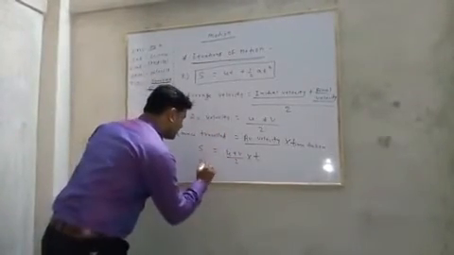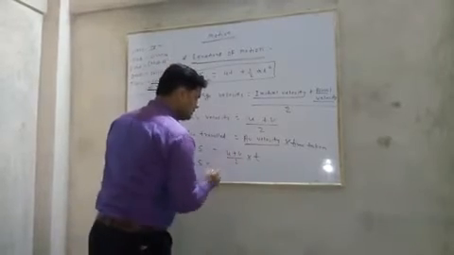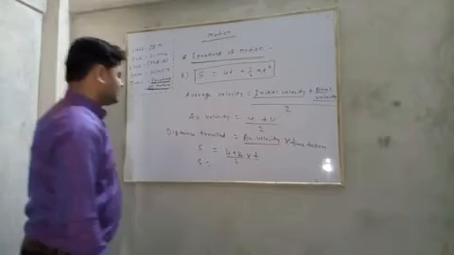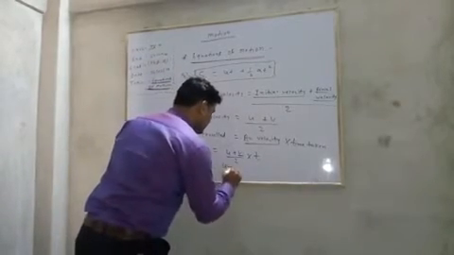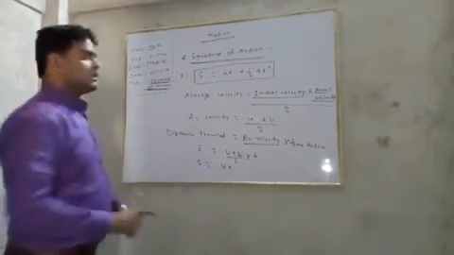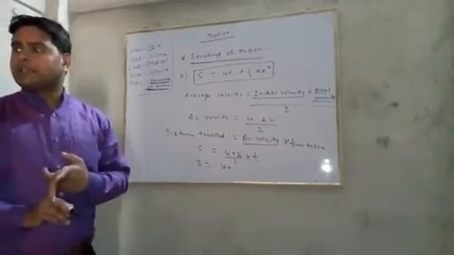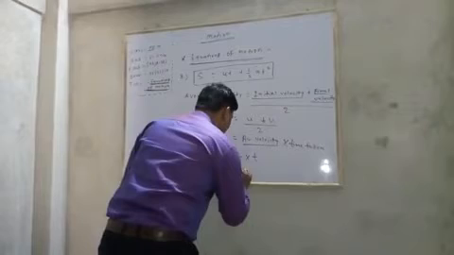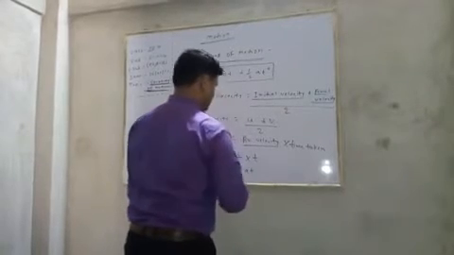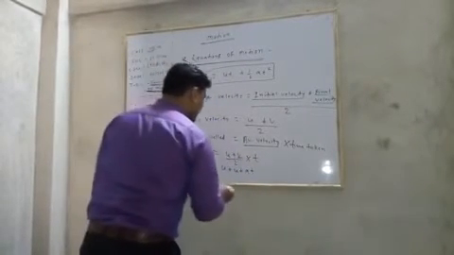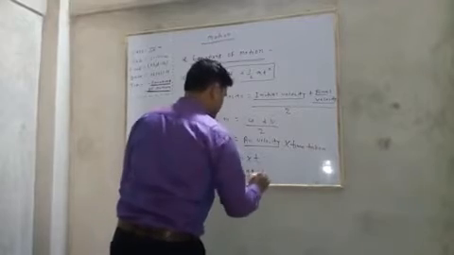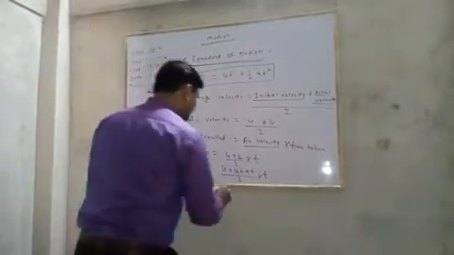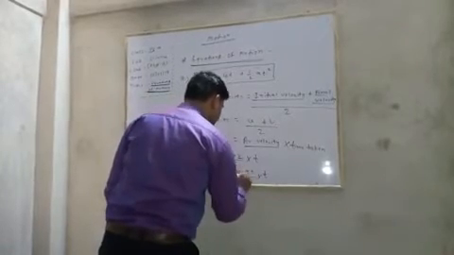Now s is equal to u plus v by 2 into t. In the first equation of motion I have told you that v is equal to u plus at. So this v can be written as u plus at, divided by 2, into time. Okay? Any doubt? No, sir.